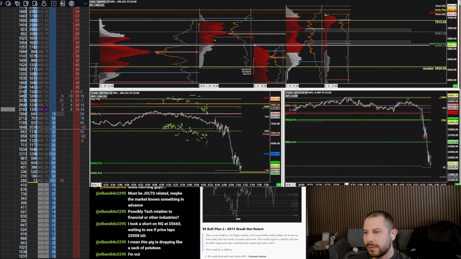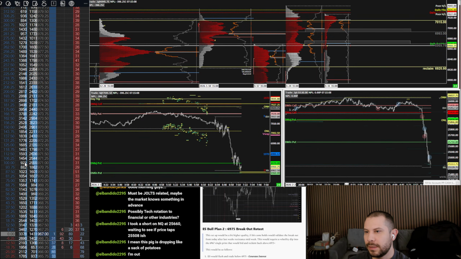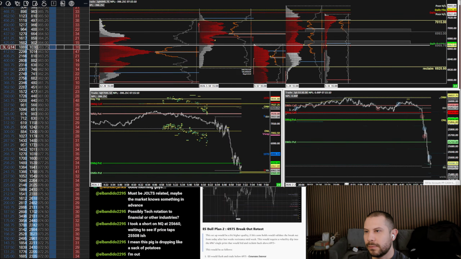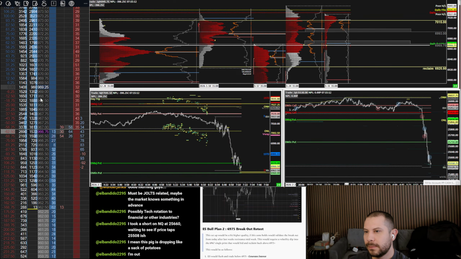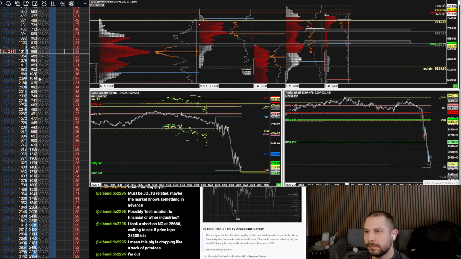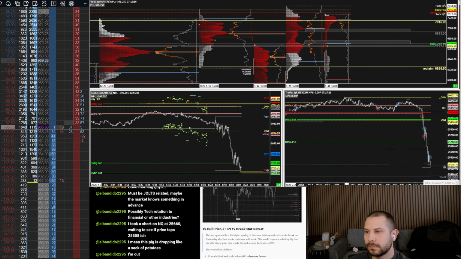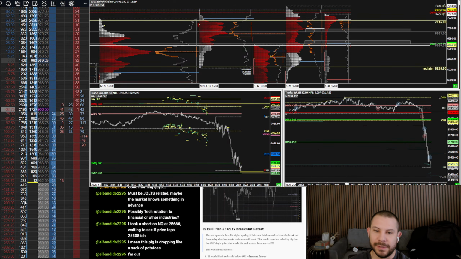Probably gonna add on this one too. Same trade. 84. You see there's a lot of effort trying to hold price here, but who knows if they can.